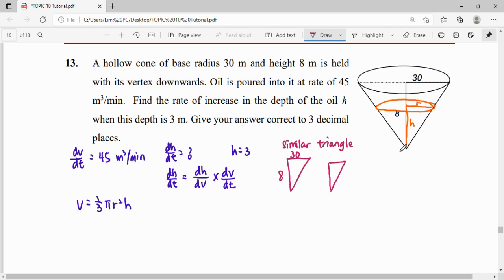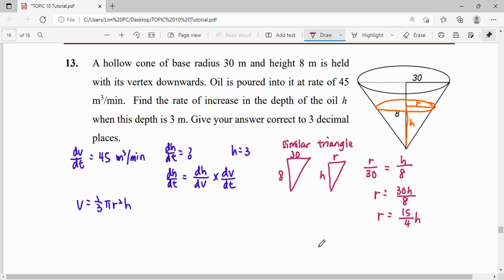For the triangle formed by the oil, the radius is the unknown variable r, and the depth is the variable h. So we can use similar triangles to form a ratio. The ratio of radius r to 30 equals the ratio of height h to 8. So we're going to express r in terms of h. It will be 30h over 8. So r can be simplified to 15 over 4 times h.